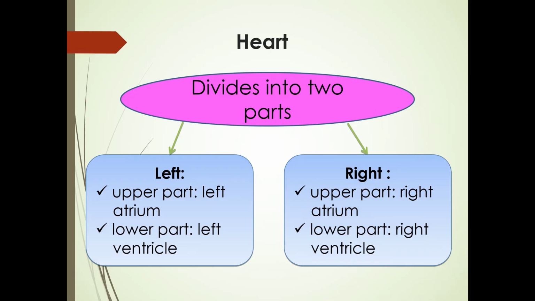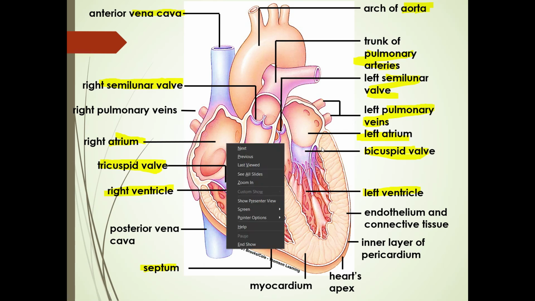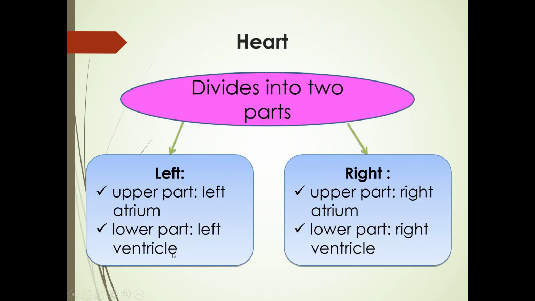The heart divides into two parts, the left one and the right one. The upper part on the left we call the left atrium, and this is the right atrium. The lower part we call the left ventricle, and the right part has the right atrium and right ventricle. So we have 4 chambers.